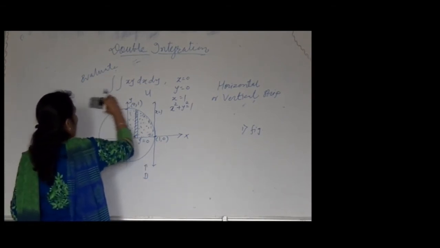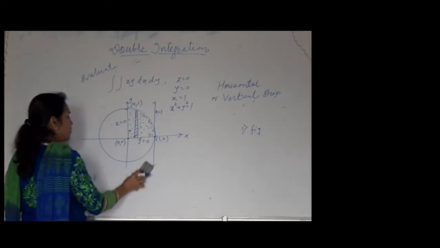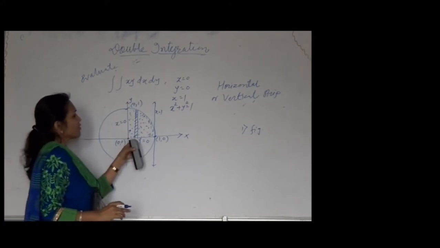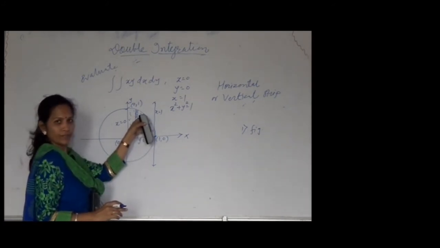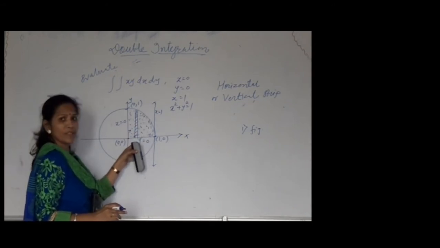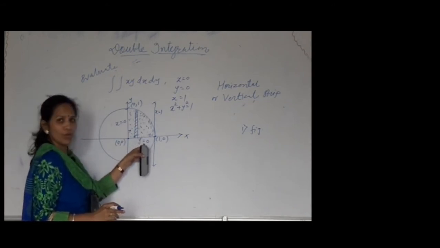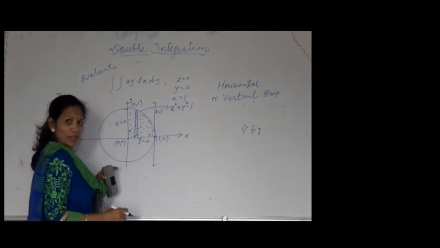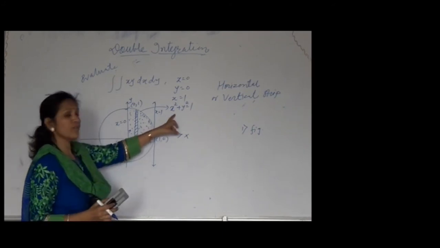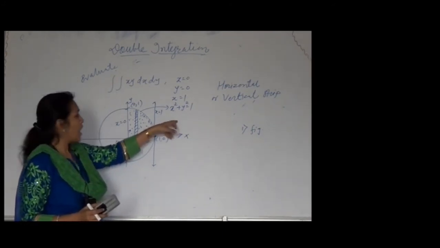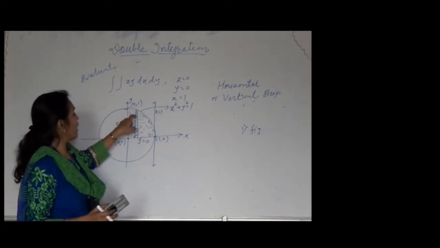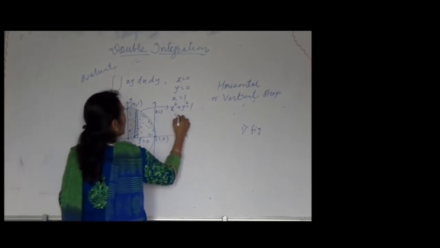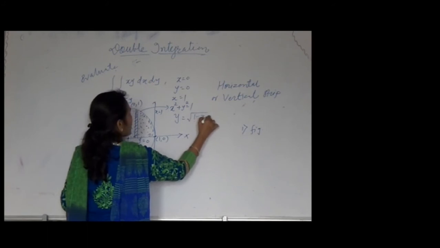After drawing the strip, you see on which two curves it lies. My strip starts from the x axis and ends at the circle. What is the equation of the x axis? y is equal to 0. It ends at the circle whose equation is x square plus y square is equal to 1. But this equation is not written in terms of y. As the vertical strip is drawn, I want the equation of the circle in terms of y. I can write the same equation like this: y is equal to root of 1 minus x square.